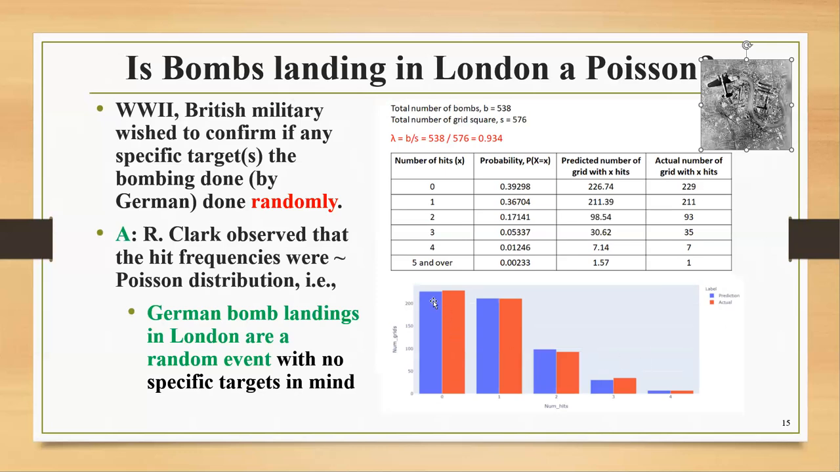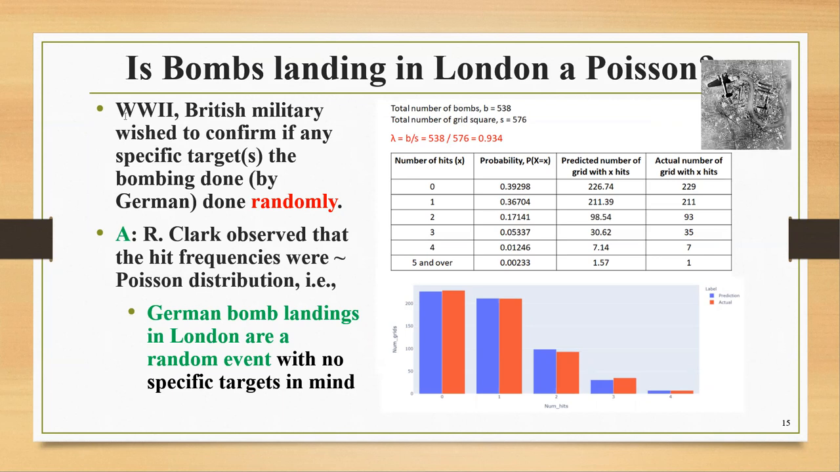The red one is the actuals, and the blue one is predicted by the Poisson equations, by the Poisson distribution. You can see that they match very well. So what does that mean? It means it is a random event. The Poisson distribution assumes randomness. So when German airplanes came to bomb London, they didn't have a specific target in mind. They just dropped the bombs randomly when they reached the area.